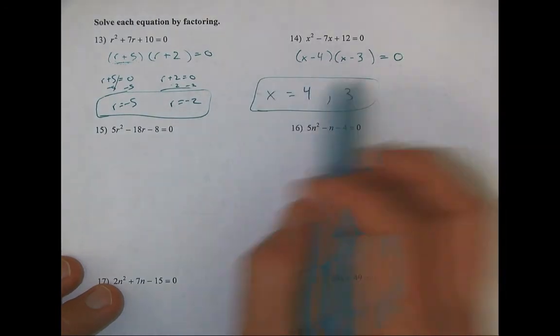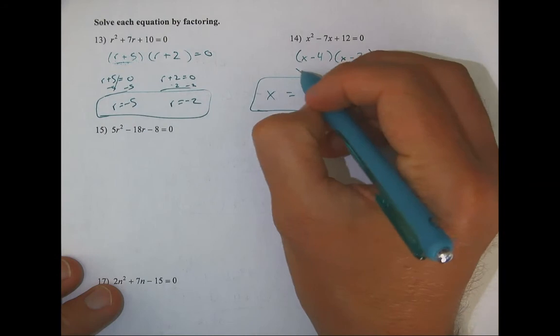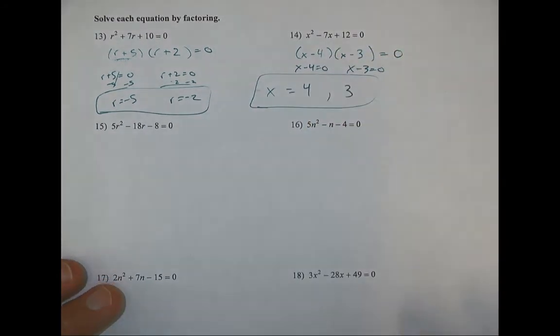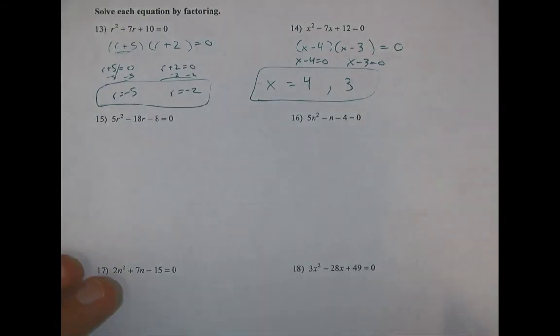If you have trouble seeing that, then run through the equations. You would say x minus 4 equals 0, x minus 3 equals 0. Solve that equation real quick, and this is what you'd get. All right, moving on now to the harder stuff.